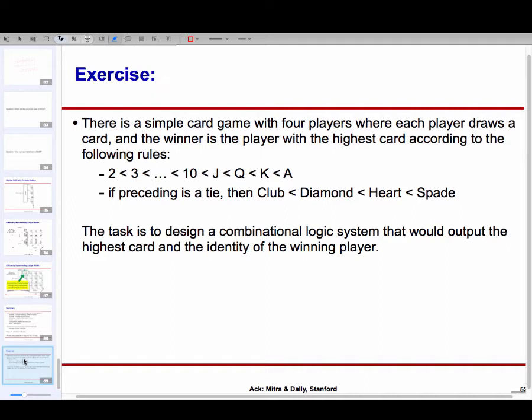So kind of things I expect at this stage you should be able to do are when faced with an English language description of some function. For example, there is a card game with four players where each player draws a card. The winner is the player with the highest card according to a particular rule. This is our standard playing card rule. And if there is a tie, then you look at the suit to which the card belongs. Design a combinational logic system which will output the highest card.